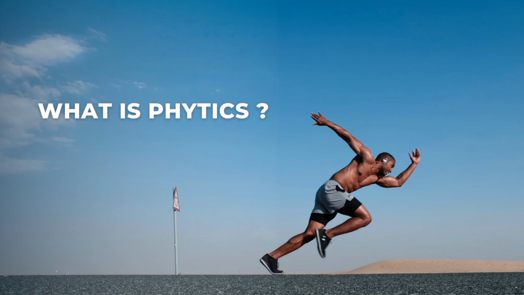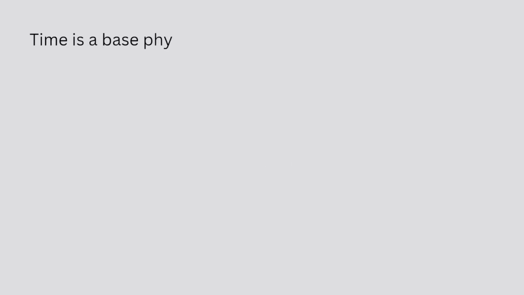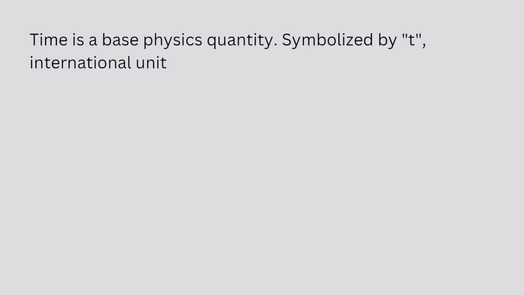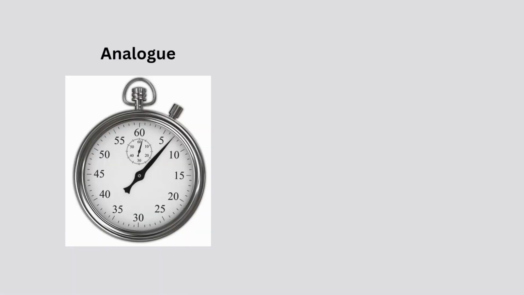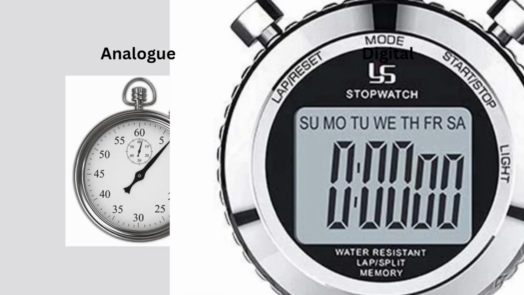Have you ever tried to calculate how long you take to run? It's all about time. Time is a base physics quantity, symbolized by T, with the International Unit second. The instrument for measuring time is a timer or stopwatch. There are two types of stopwatch, analog and digital.